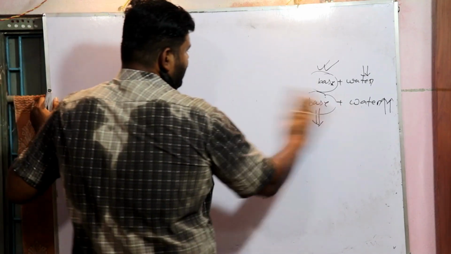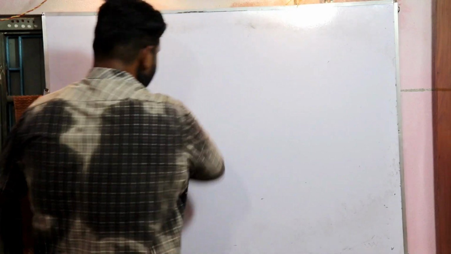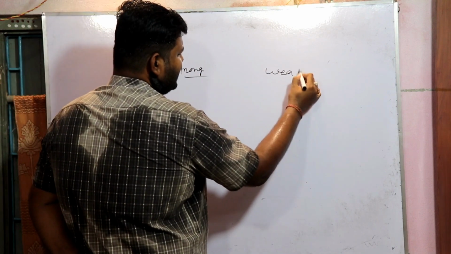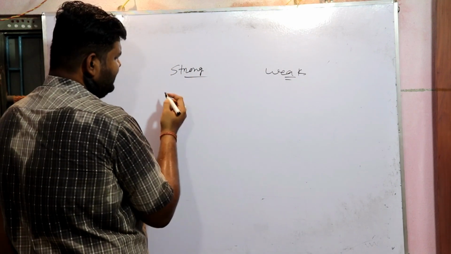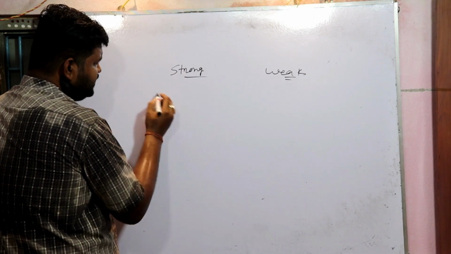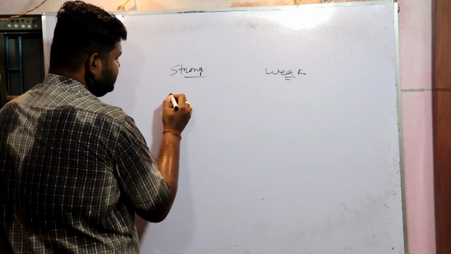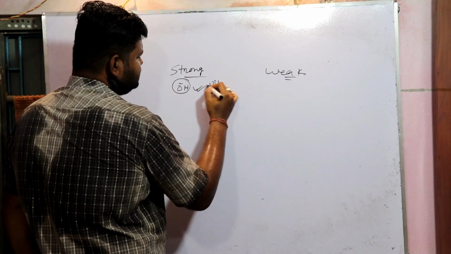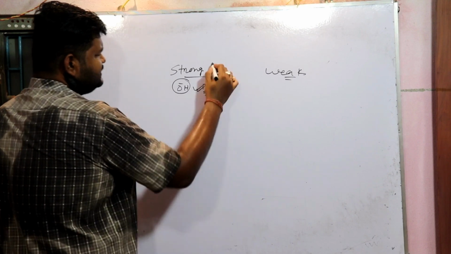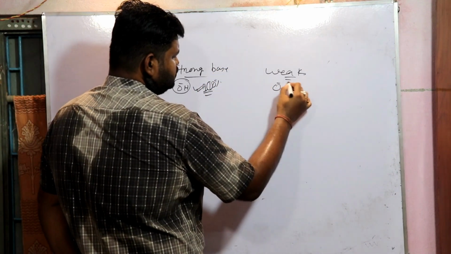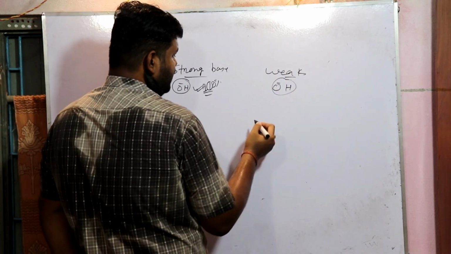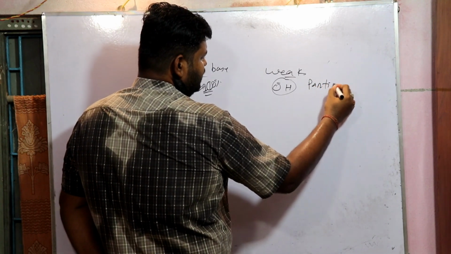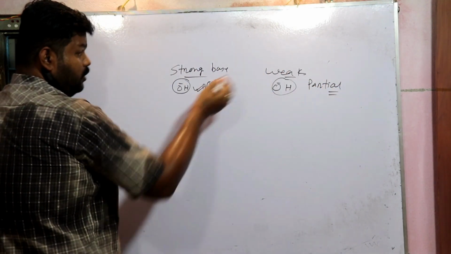Okay, now we are going to the concept of what is a strong base and what is a weak base. Exactly the same phenomenon as we found in the case of acid. The substances which can dissociate 100% and give OH minus ions are known as strong bases. And the substances which dissociate only partially in water or aqueous medium are known as weak bases.